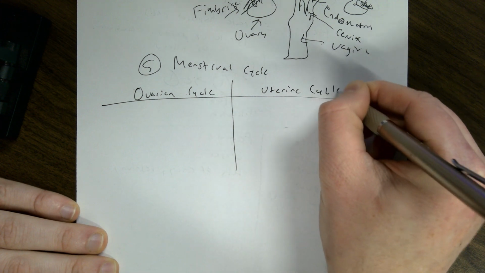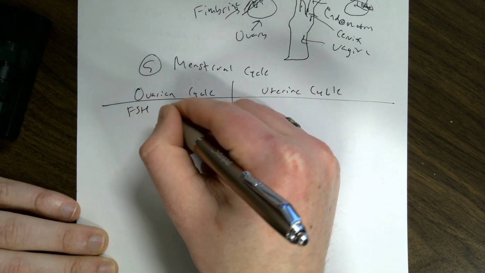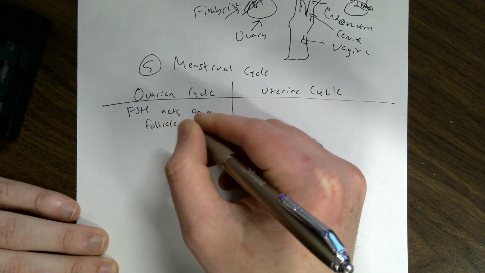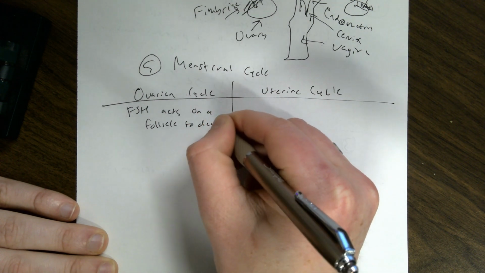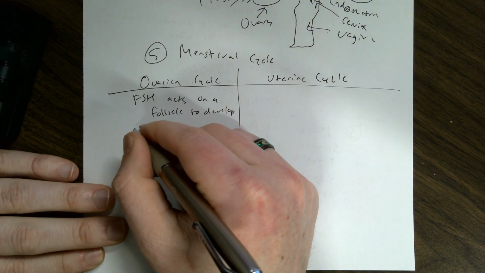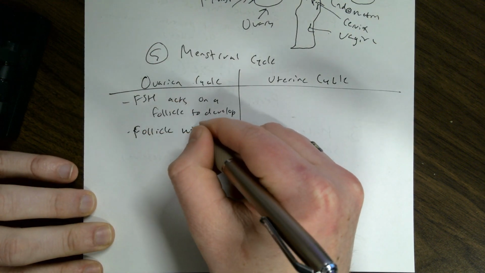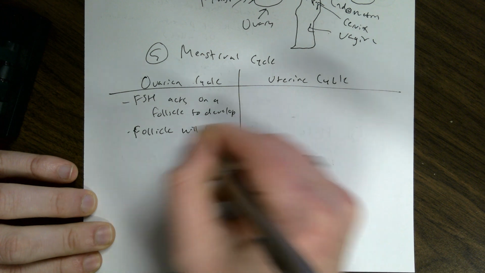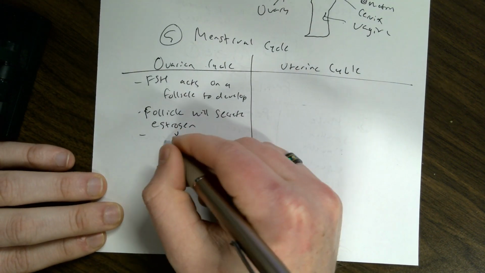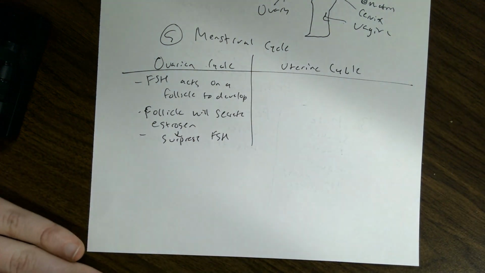So the ovarian cycle starts in the ovary, and FSH acts on a follicle to cause it to develop. It will increase in size and grow, and then the follicle will secrete estrogen. That estrogen will suppress FSH, and this makes it so only one egg matures at a time.